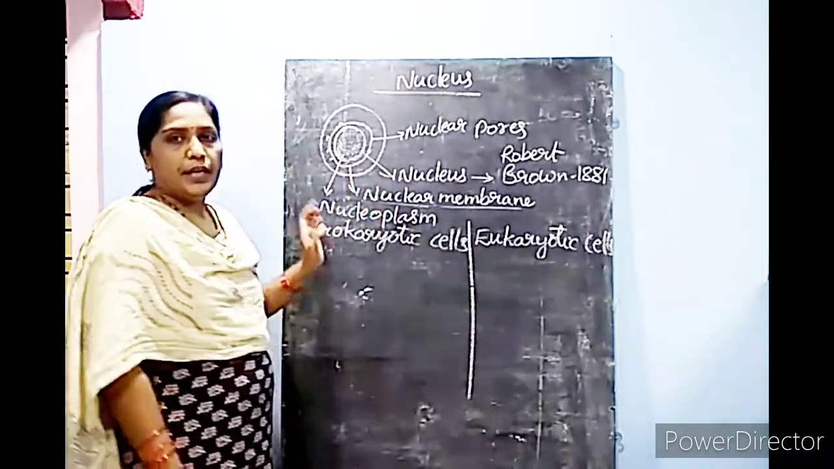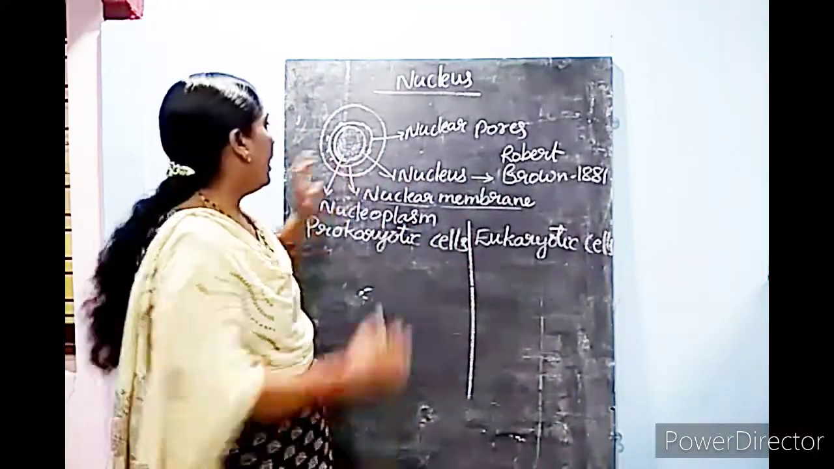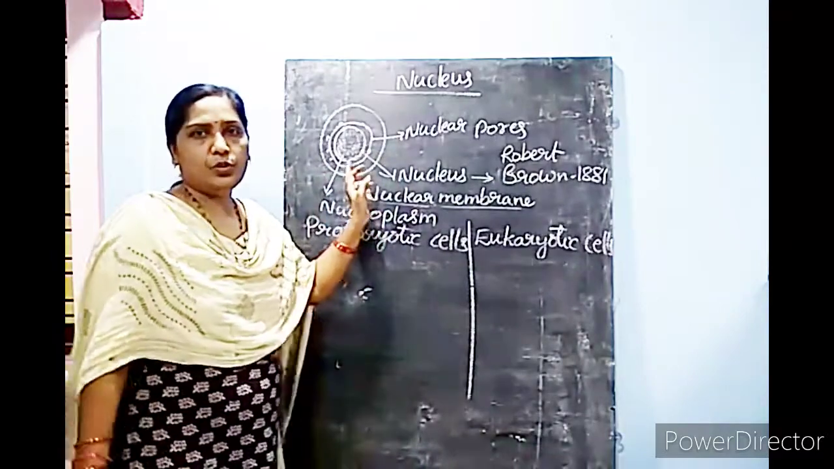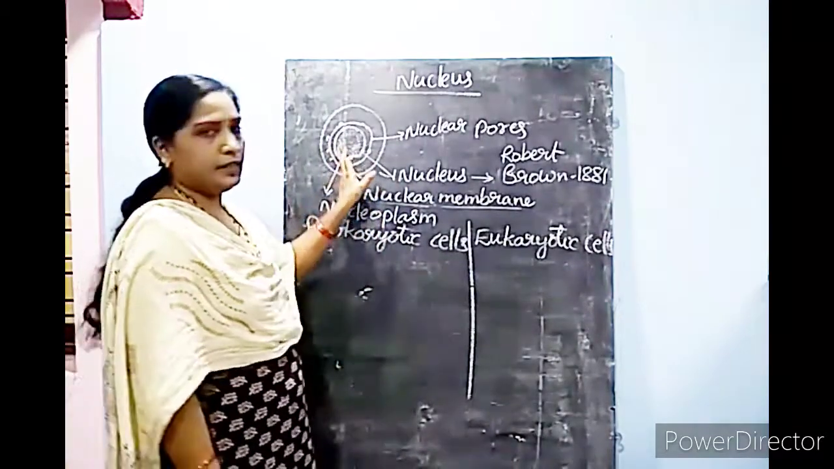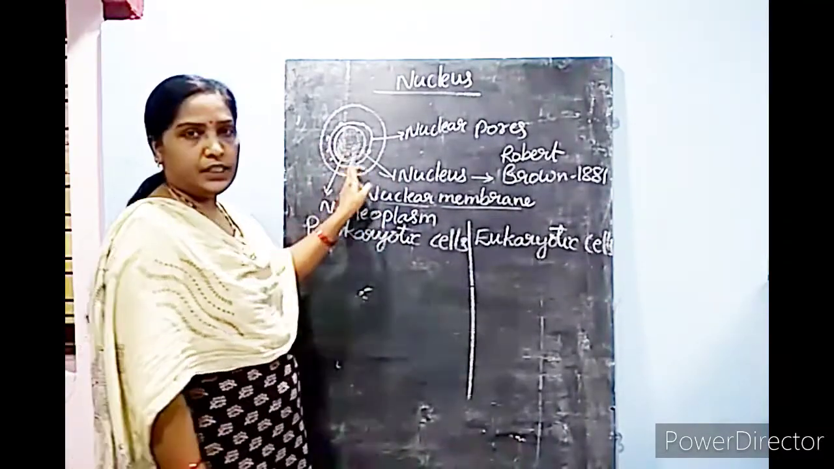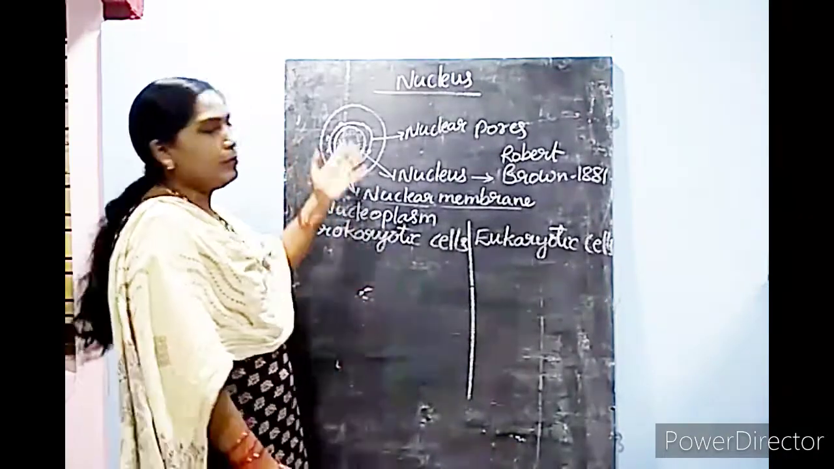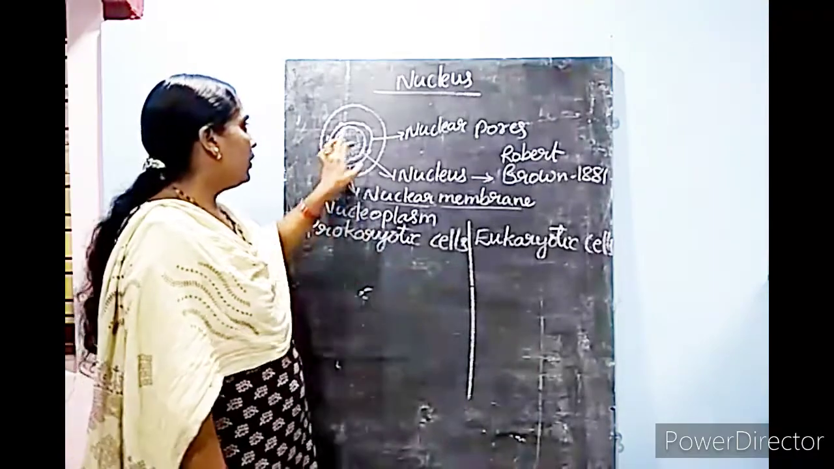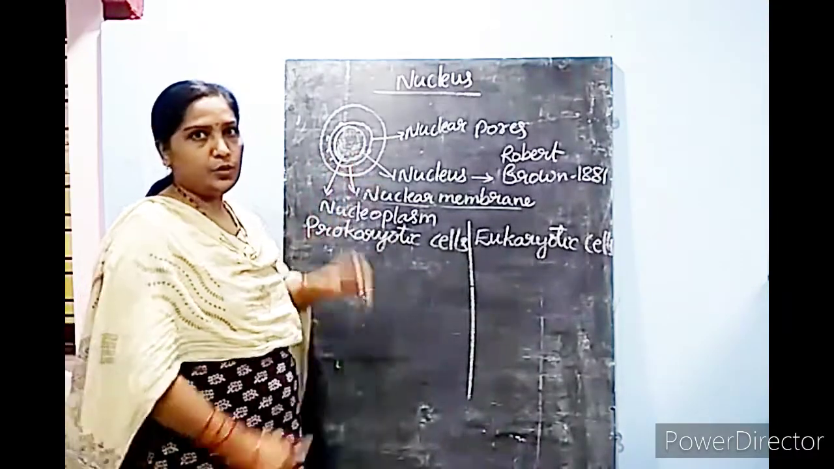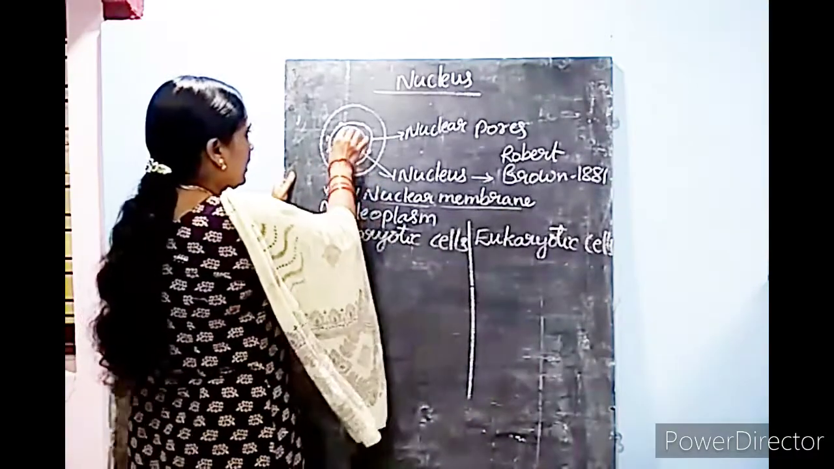So now, inside the nucleoplasm, up to the outer structure of the nucleus, you understood the meaning of the nucleus. It is surrounded by which part? Everything clear to you all? Now we'll move inside the nucleus. What is present inside the nucleus, we'll see now.